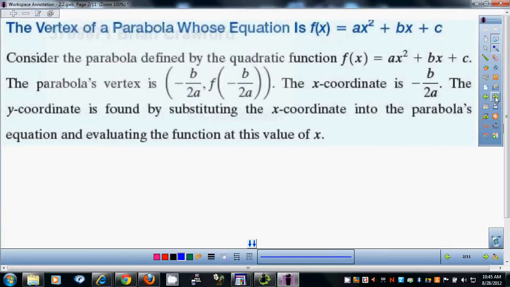If they just give you a straight up quadratic equation, this is essentially all you need right here. Negative b over 2a gives you the x coordinate of your vertex. Negative b over 2a is essentially the only thing on that page that you need.